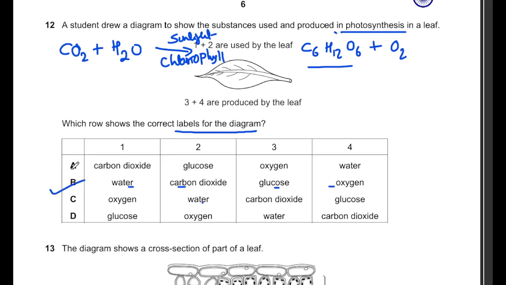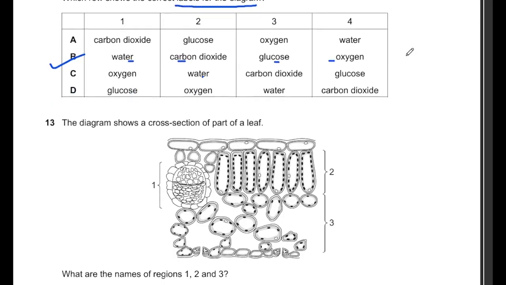Photosynthesis reaction. Can you tell me what the opposite reaction is known as? Put it in the comment box. We will see the answers. Okay, now the next one.